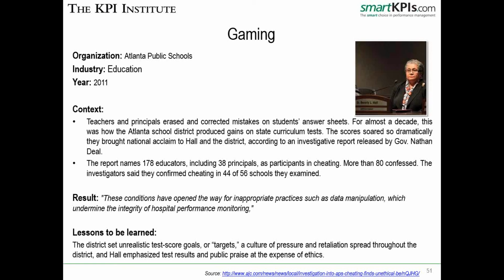A very interesting example is from the educational industry in the US, and especially it's associated with private schools. When teachers from a certain public school, in this case it was even a public school, tried to fix the results of the students in order to be highly ranked and to attract more students and to get funds from the government.